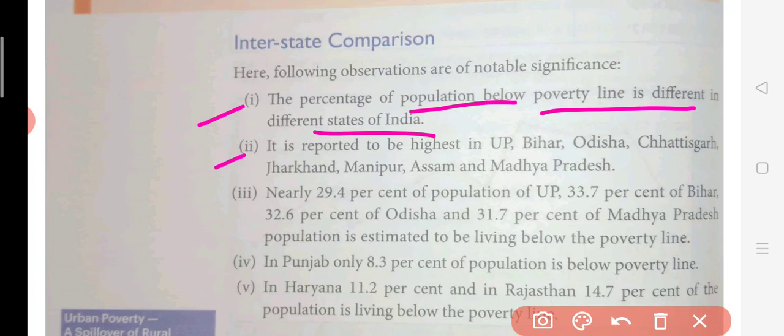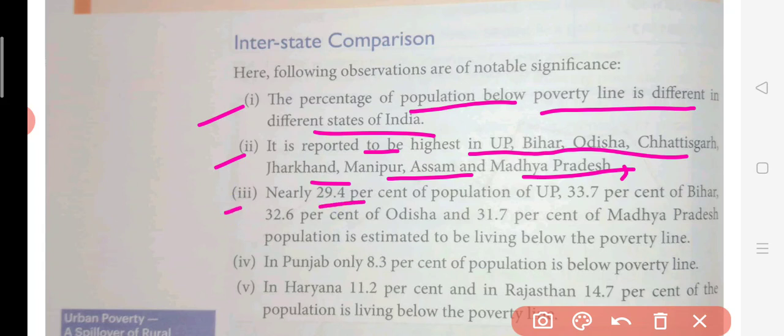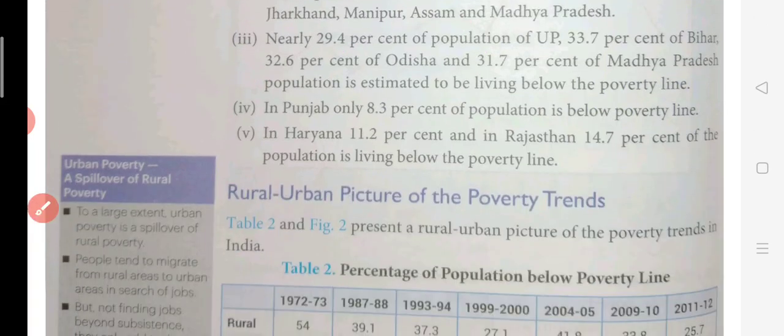So in the second point they are saying that it is reported to be the highest in UP, Bihar, Odisha, Chhattisgarh, Jharkhand, Manipur, Assam and our Madhya Pradesh is also there. So all these places, the people who are under poverty line are high. The third point, nearly 29% of population of UP, 37% of Bihar, 32.6% of Odisha, 31% of Madhya Pradesh population is estimated to be living below poverty line. So you can see in this area the number of BPL people is too much. BPL means below poverty line.